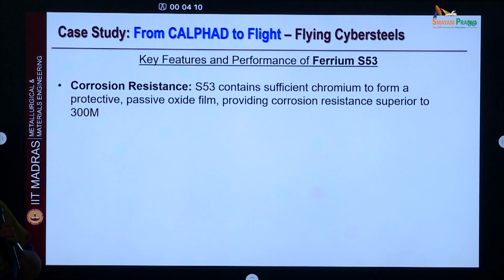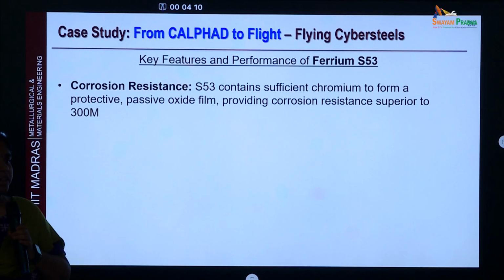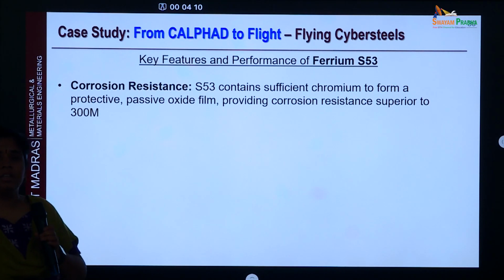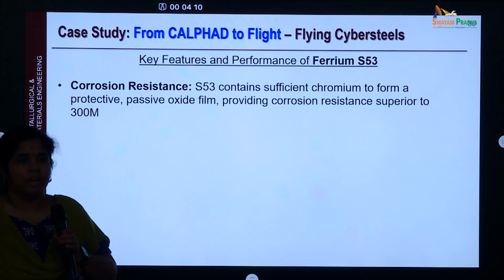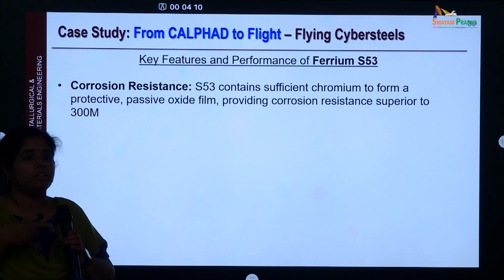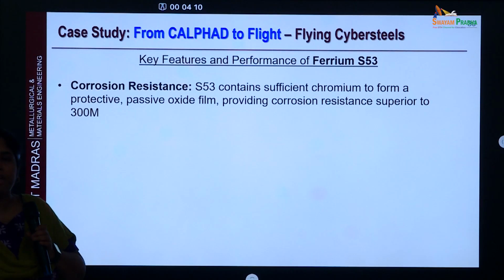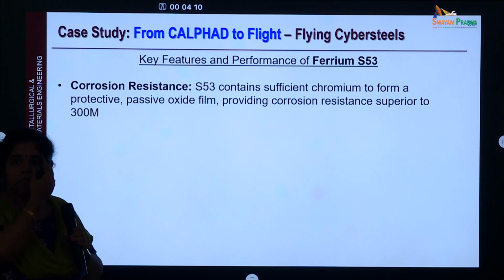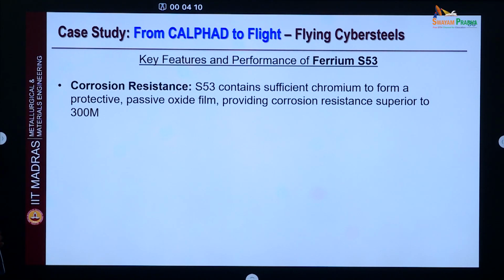So why is chromium important here? Because it can form Cr2O3 oxide films, right? Another element which can do something like that is aluminum, correct. But the problem in adding aluminum is it doesn't impart as much strength like chromium, and aluminum's melting point is less. So we go for chromium, which has a higher melting point.